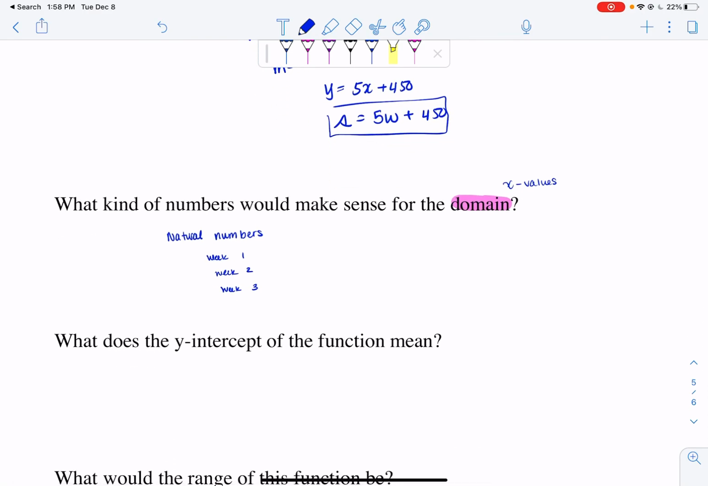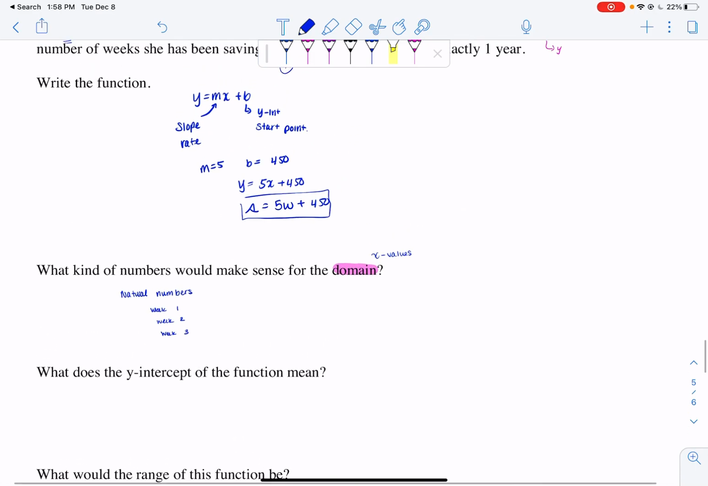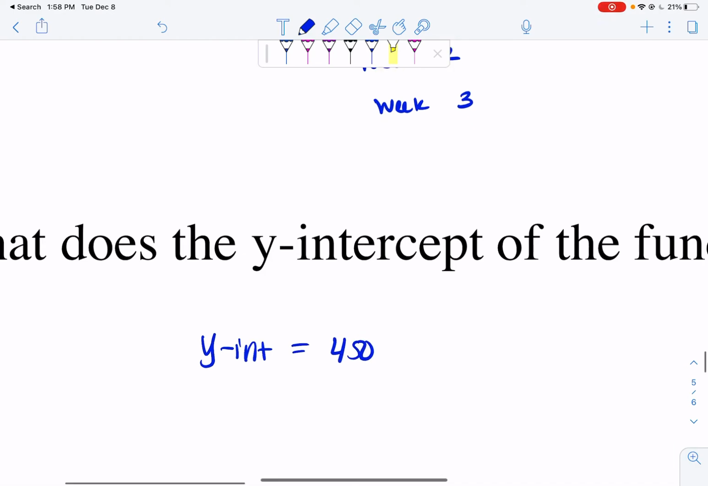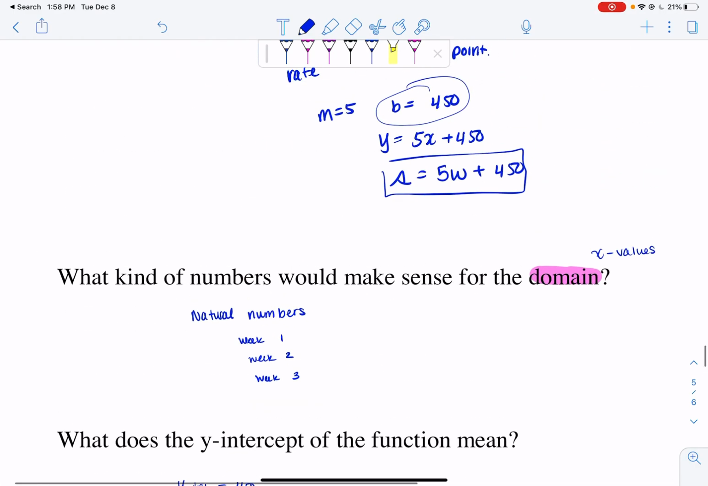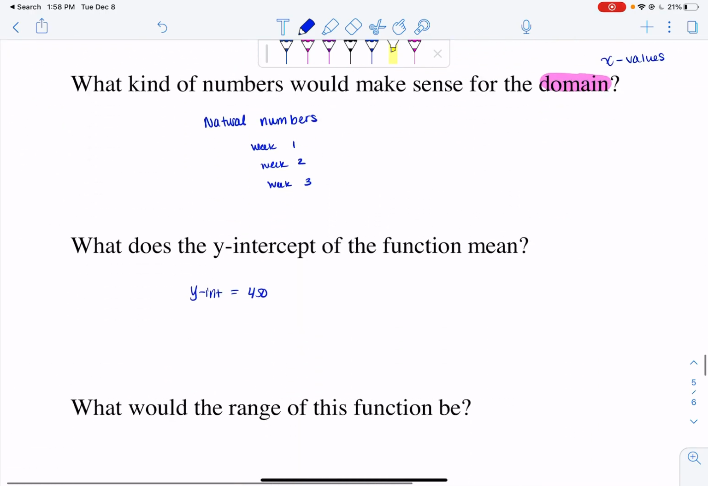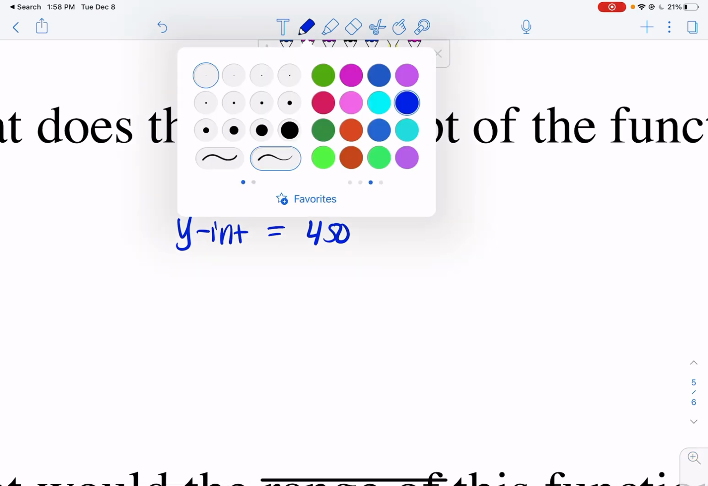Your y-intercept. If we look back in the question, we said our y-intercept was 450. And what that means is our y-intercept is our start point, or where we cross the y-axis. So we can say that 450 is how much Lachey started with in the bank.